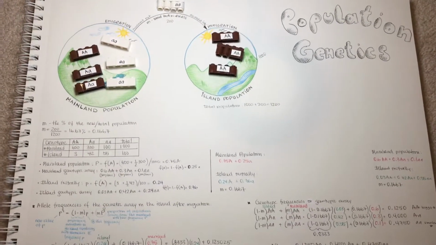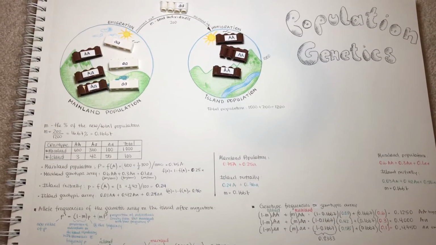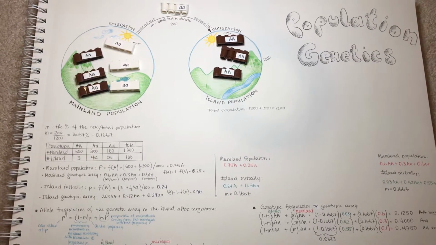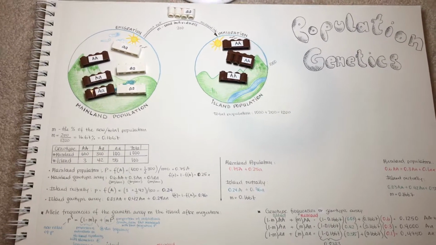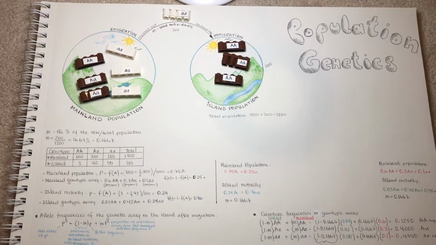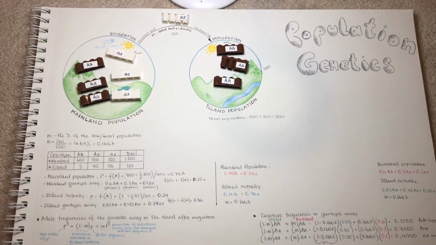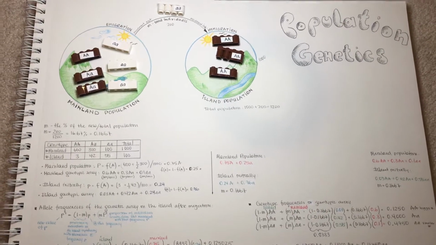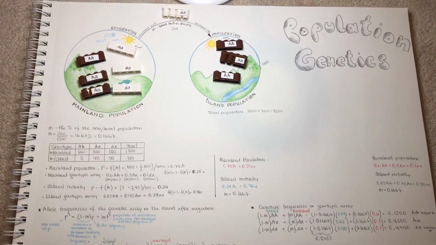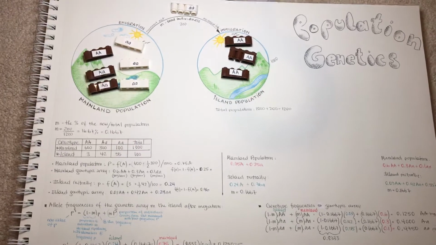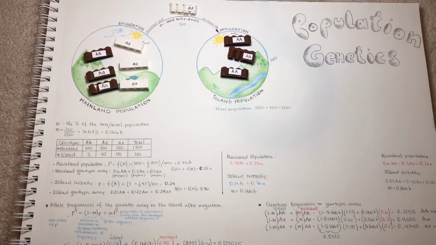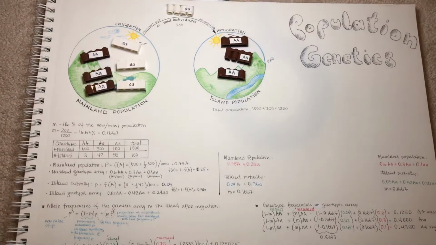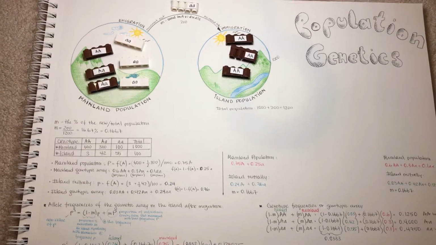Hello everyone, this video is about population genetics and what happens in particular when we have migration. Migration is the movement of alleles between populations within a larger group of species rather than individuals. In order to calculate allele and gene frequencies before and after a migration, we have to start with a population that is in Hardy-Weinberg equilibrium.